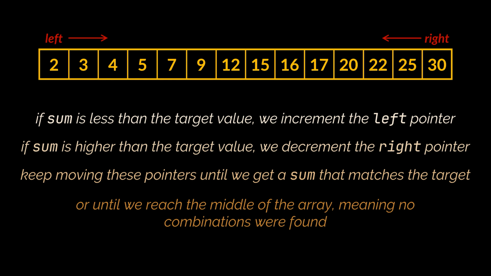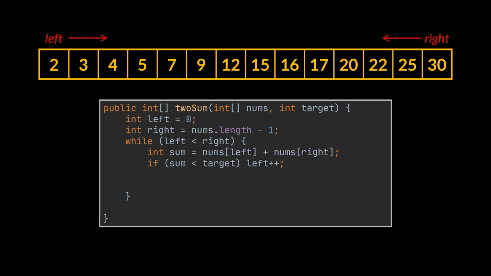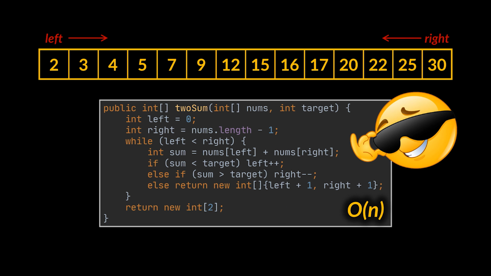To implement this, we'll start by initializing our two pointers, and while these pointers are different, or left is still smaller than right, meaning we still haven't reached the middle of the array, we are going to add up the values located at these indices and check if that sum is smaller than our target value, we increment the left pointer. If that sum is bigger than our target value, we decrement the right pointer, and finally, if the sum is equal to our target, we simply return with the matched result. And that's it. And that runs in linear time, which is a significant improvement over our first implementation.